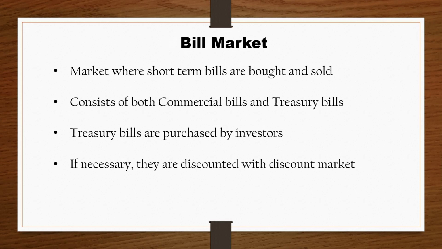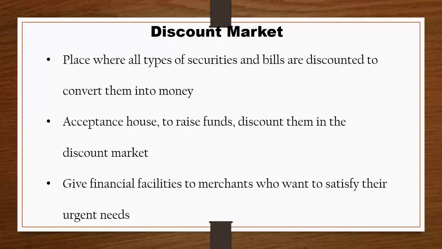This market consists of both commercial bills as well as treasury bills. The treasury bills are government promissory notes for a shorter period. The treasury bills are purchased by the investors. Suppose if necessity arises, they are discounted with discount markets. So the last component in this money market is the discount market.